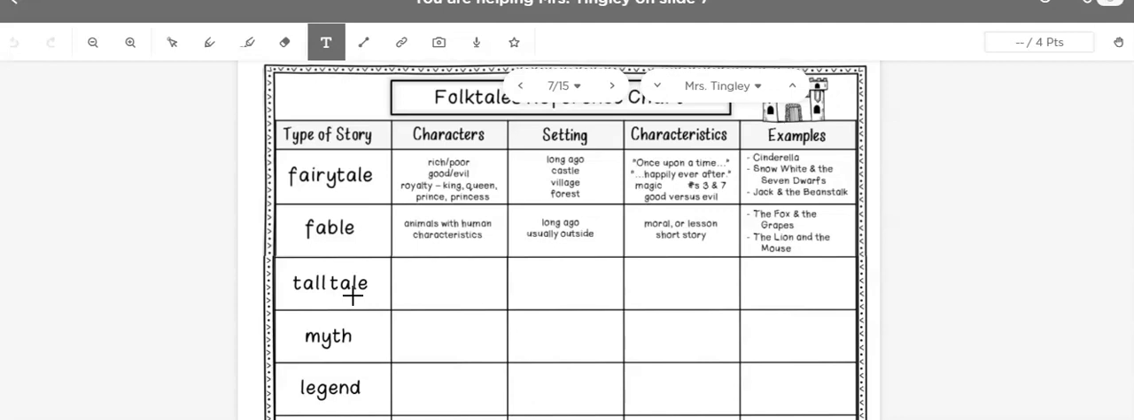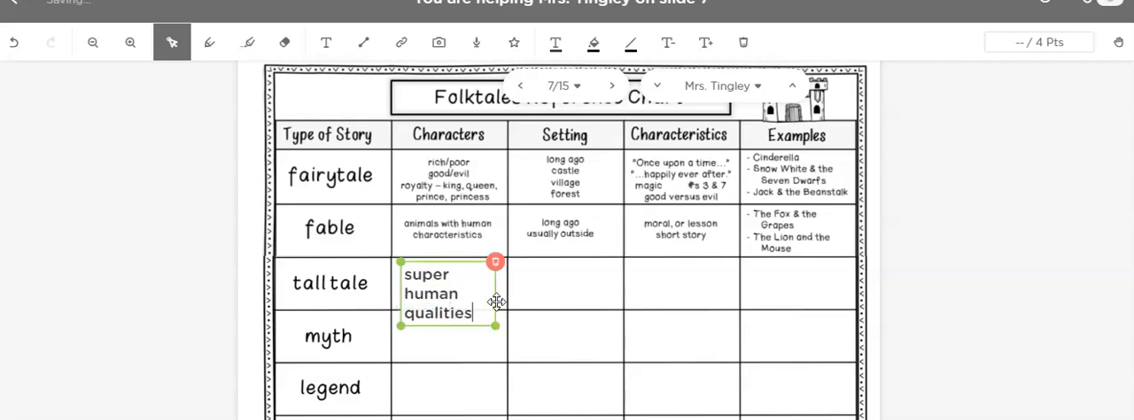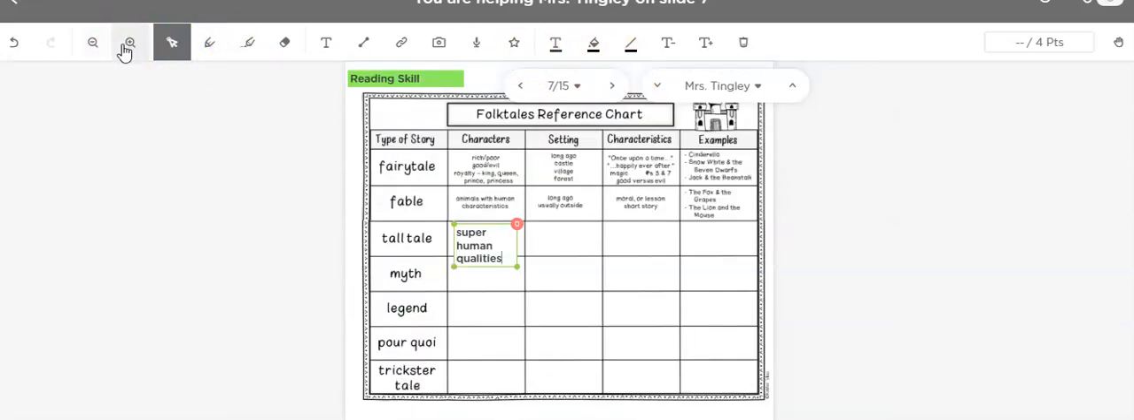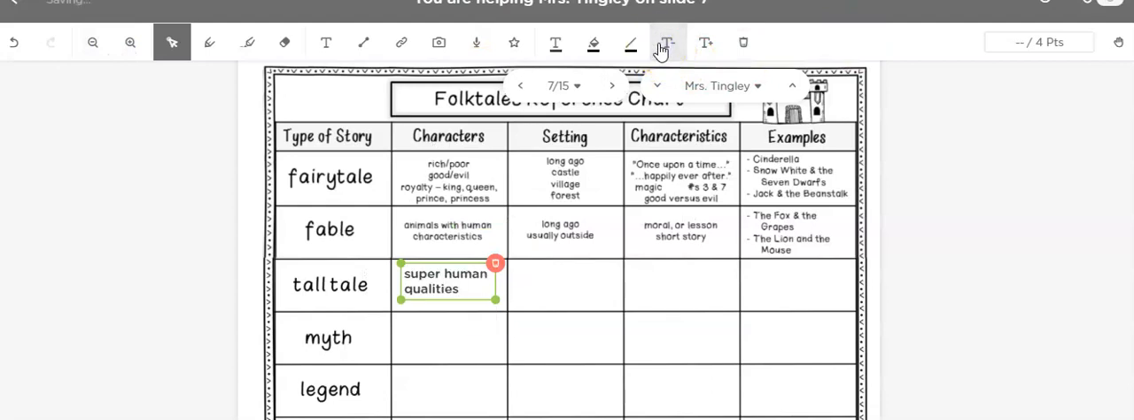Now, tall tales have superhuman abilities, and they may be based on a real person. So this might be about a historical character. So the characters might have superhuman qualities. Go ahead and type that out. Pause the video if you need more time to type.